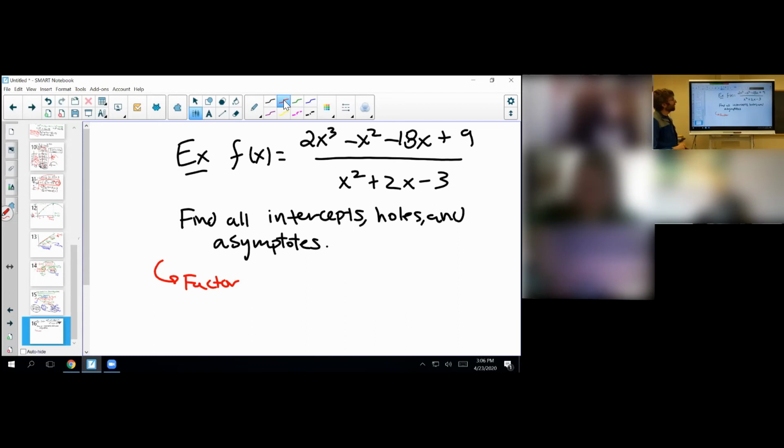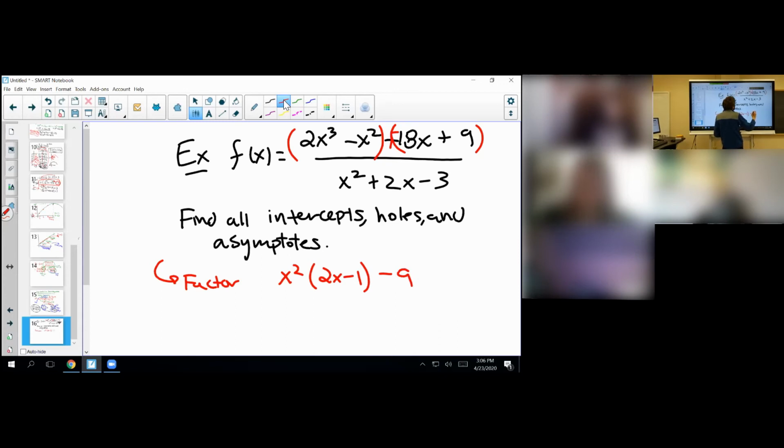And luckily, even though that's a cubic on top, I believe that's going to be a grouping. It's always good to think about if it's grouping instead of launching right into PQ. If I group the top here, I'm going to factor x squared out of the first two, which leaves 2x minus 1, and a minus 9 out of the second two, and then we'd be left with 2x minus 1.